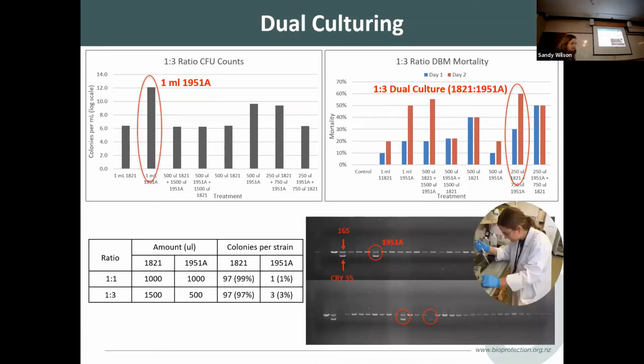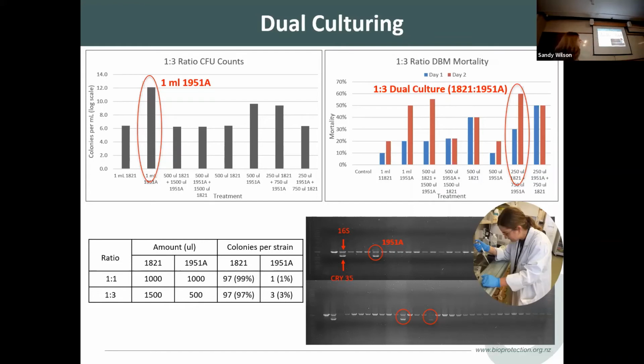Next, we used PCR to determine the strain ratio in the dual cultures. We couldn't just look at the colonies alone because they have identical colony morphology. So we selected 100 colonies off the dual culture plates and used two primers, the 16S universal primer and the Cry35 primer that is specific to 1951. Therefore, one band indicates that the colony is 1821 and two bands indicate that it is 1951.